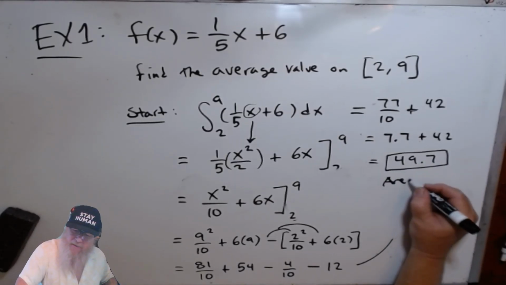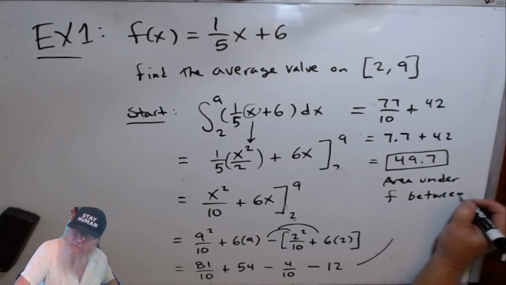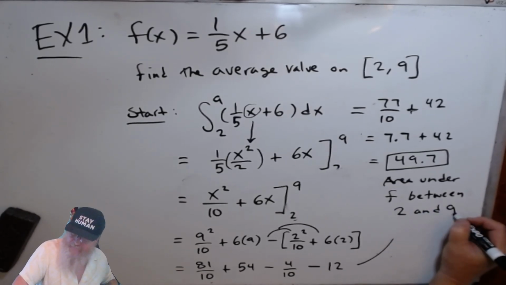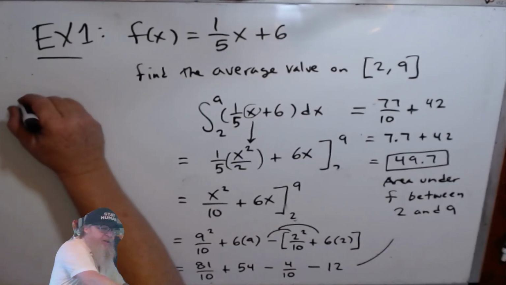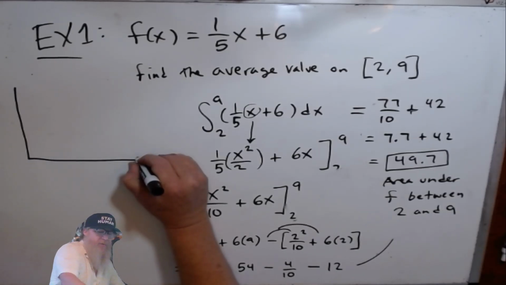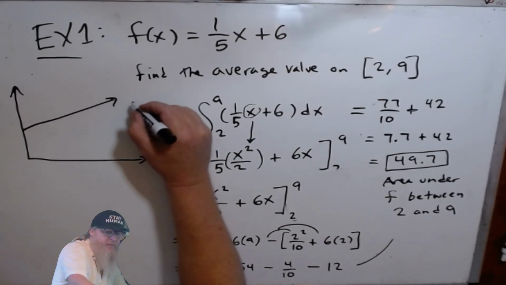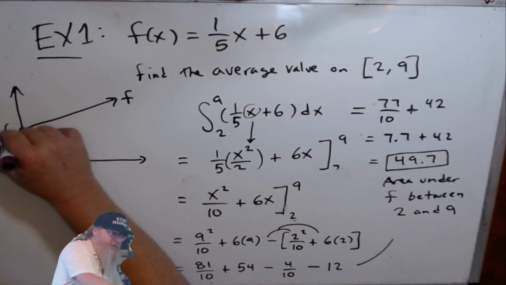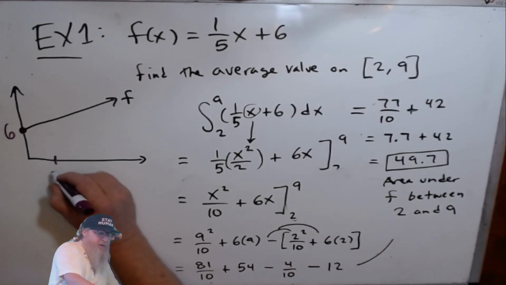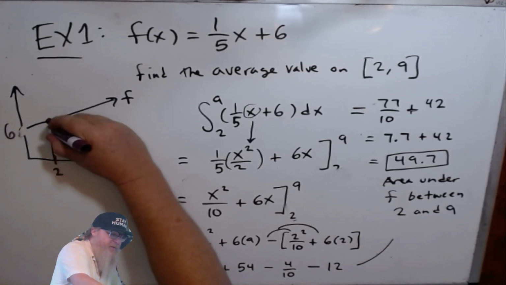So that is the area under the curve between 2 and 9. It's not the average value yet. I'm just going to put a little picture over here to give us something to look at while we're doing it. This graph is not to scale. So here's our F. It starts at y equals 6. We're starting at 2. So that we're looking at this rectangle right here.